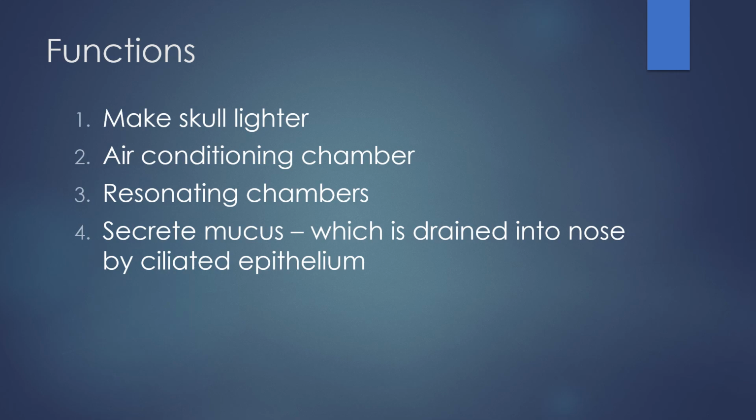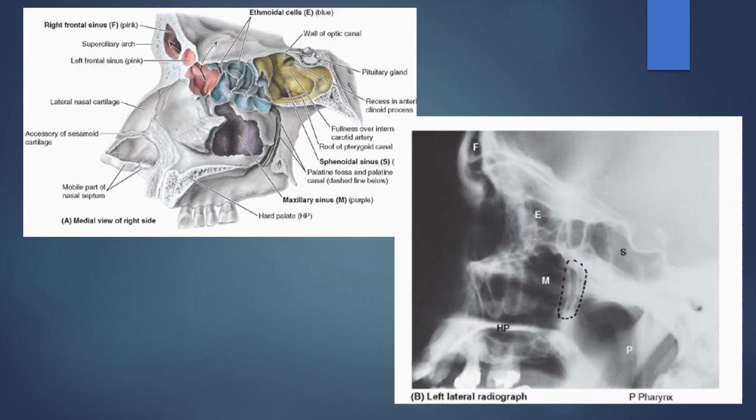These sinuses secrete mucus and this secretion is drained into the nose. The sinuses are lined by ciliated epithelium which helps in the drainage of this secretion. In this figure, you can see that the sinuses are present at the expense of the diploe. The pink ones are the frontal sinus. You can see the outer table and inner table, and in between the two, these are the sinuses.